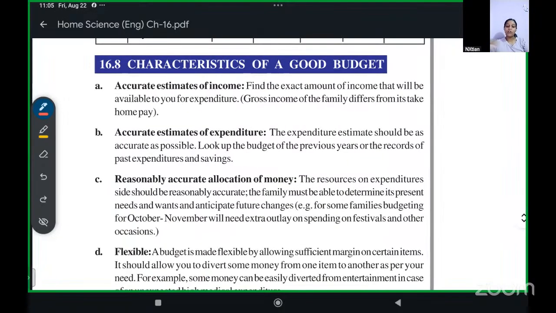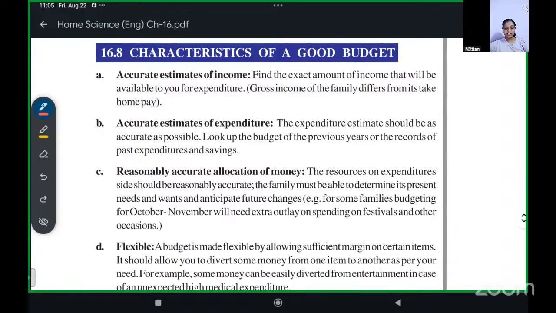Now, characteristics of a good budget. The first one is it gives us accurate estimates of income. Find the exact amount of income that will be available to you for expenditure. Gross income of the family differs from its take-home pay. This tells you that you have to identify the exact amount of income that will be available to you for expenditure.